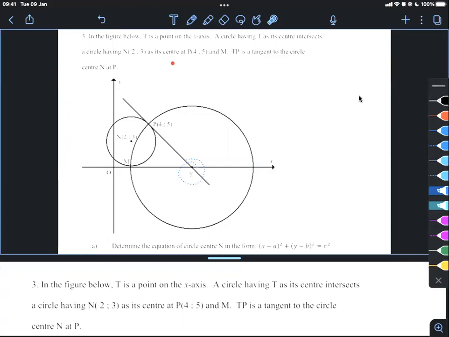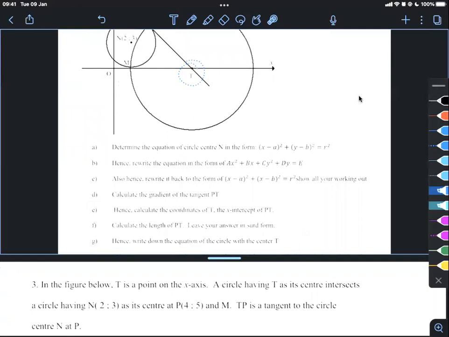And so we have the point P on the circumference. Let's just read that. A circle with center T intersects a circle having N, which is (2, 3), as the center, at P. So they intersect at P, which is on the circumference of the small circle, and they also intersect at M. So there are 2 points of intersection of the two circles. If we find the equation of this graph, we should be able to equate it with the equation of that graph and see what those points are for x and y respectively.